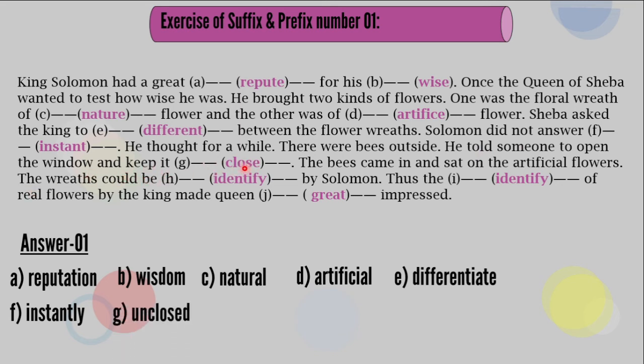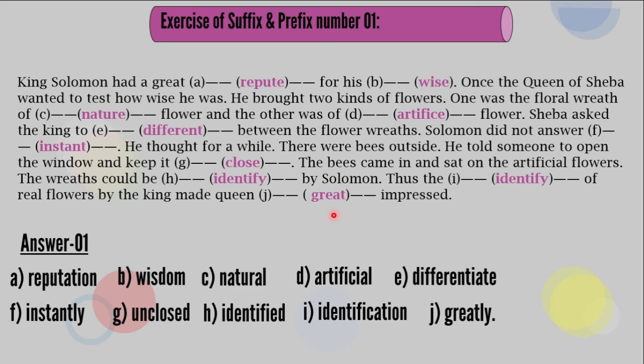That means closely, unclosed. Opposite word. It takes an opposite word. The bees come in and sit on the real flower. The real could be identified by Solomon. The identification of the real flower by the king made the queen, yes, greatly impressed.